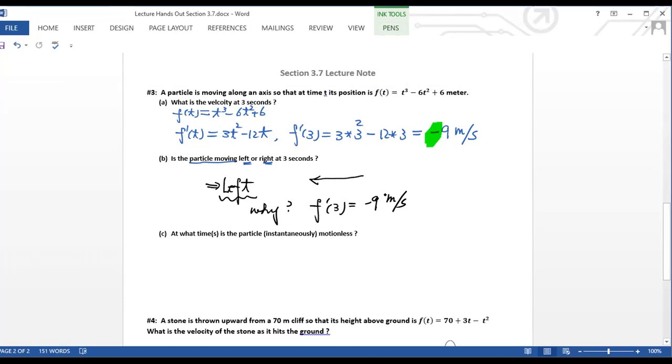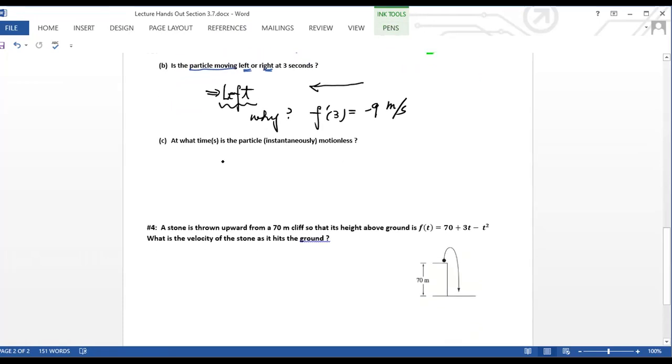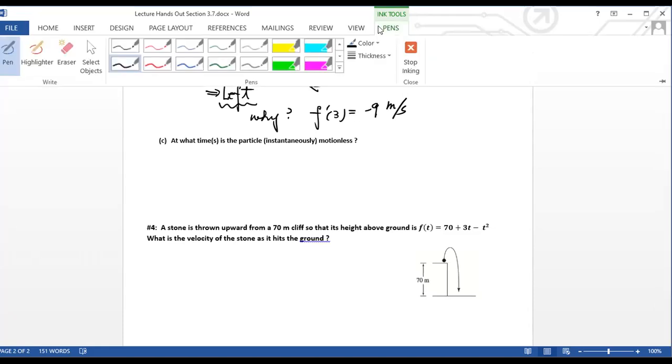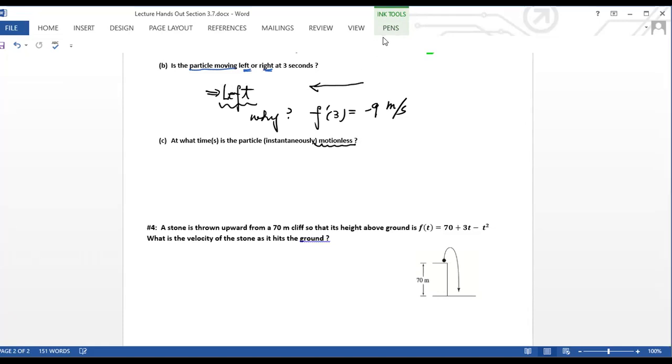Now part C asks at what time this particle is motionless. What does that mean? Motionless means the velocity is what?